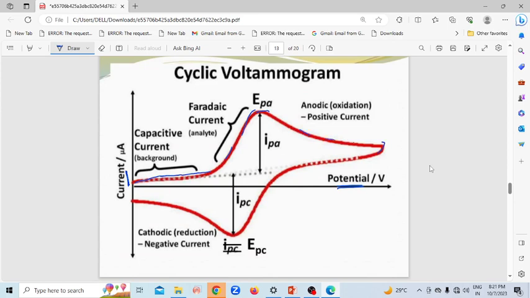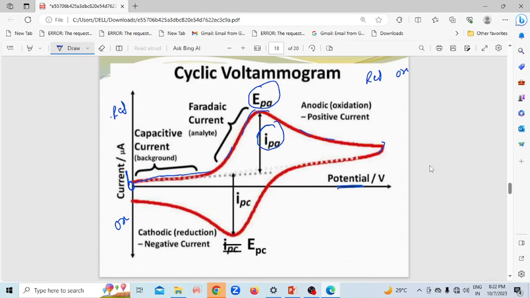Two types of reaction are happening there: one is reduction and another is oxidation. This is the zero point. Above zero it is cathodic, so it will be reduction, and here it is anodic, so it will be oxidation. At that point oxidation is occurring, and when oxidation occurs, current will flow. The flowing current you can measure by this IPA.